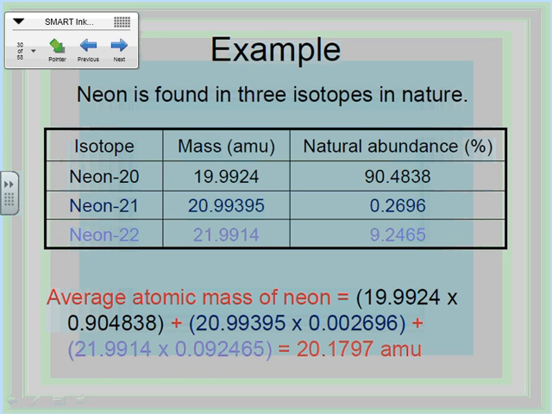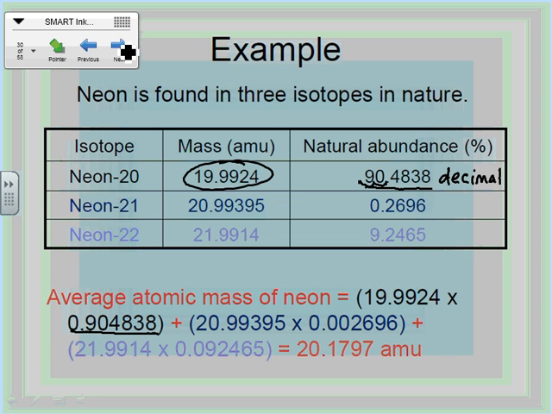Okay, so here's the example. You've got neon found in 3 different isotopes in nature, neon 20, neon 21, and neon 22, okay? So the way that you would find that average atomic mass is you would take the mass of the first one, you would multiply it by its natural abundance, okay? But the natural abundance, you don't want to multiply by the percent. You need to change this to a decimal, okay? And the way you do that is just by moving the decimal place over twice, and that gives you 0.904838. So that's where that number comes from, okay?